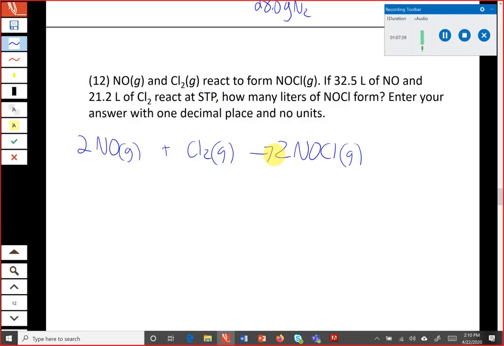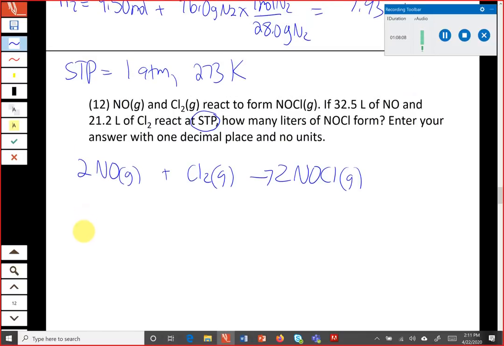And in this problem here, we're looking for, if we have 32.5 liters of NO and 21.2 liters of Cl2 at STP, how many liters of NOCl form? Now there's a couple of things that I can point out about this. So STP, what does that mean? STP is standard temperature and pressure, which means 1 atmosphere is the pressure and 273 Kelvin is the temperature. So if we needed to use the ideal gas equation, those would be the numbers.